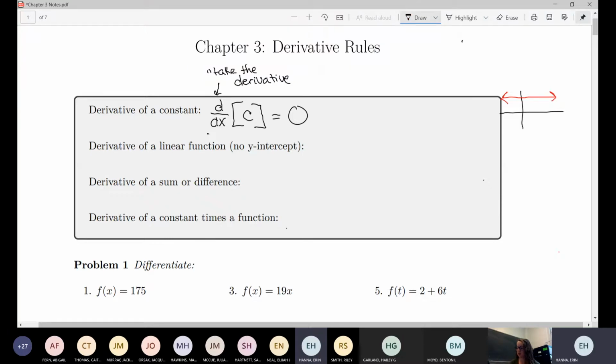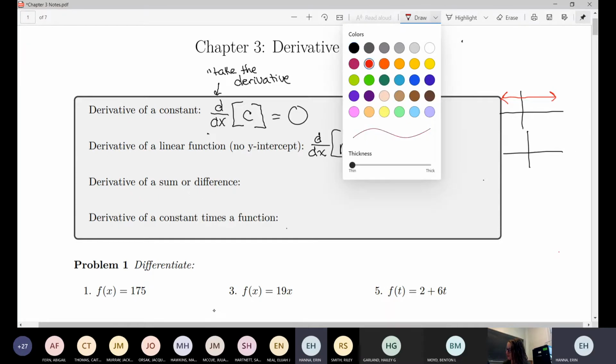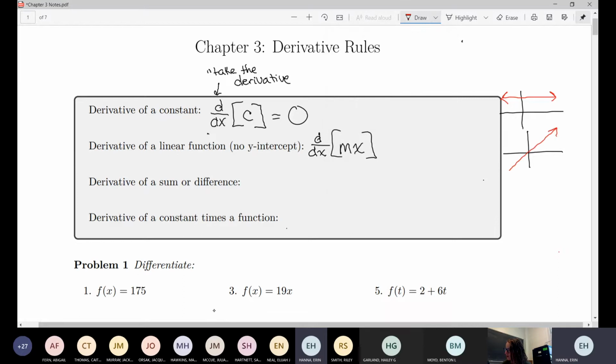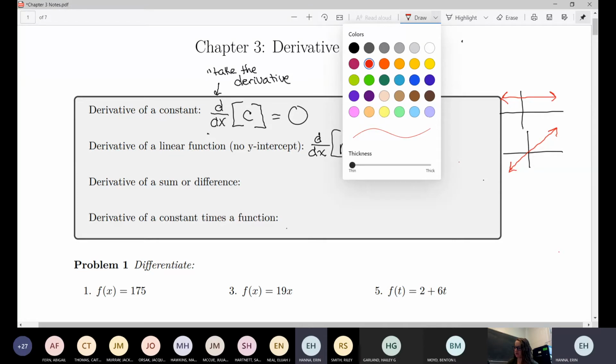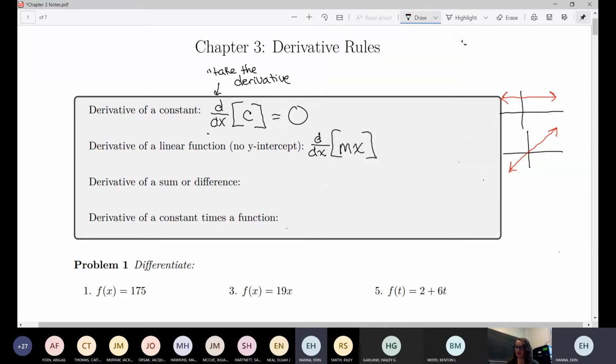What about the derivative of a linear function? Let's say that I just don't have a y-intercept on it. So let's just say it's some m times x. So I have some linear function that just goes through the origin. Well, what's the slope of that line? It's the slope of the line, which in this case would be m. So if you ever want to take the derivative of something that looks like a constant times x, your derivative is just that constant.